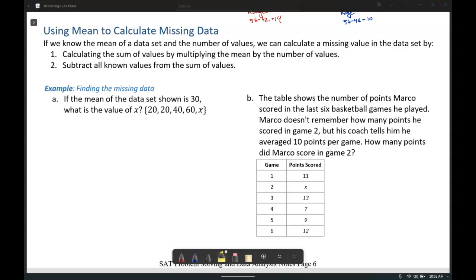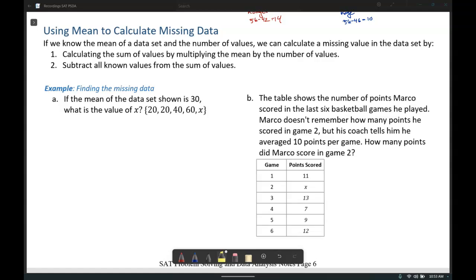The last thing I want to cover in our introduction to summary statistics is how we can use the mean to calculate missing data values. If we know the mean of a data set and the number of values, we can calculate something missing by calculating the sum of all the values, multiplying the mean by the number of values, and then subtracting all known values from the sum of the values. So basically we're working backwards through our mean equation. Let's look at what that looks like.